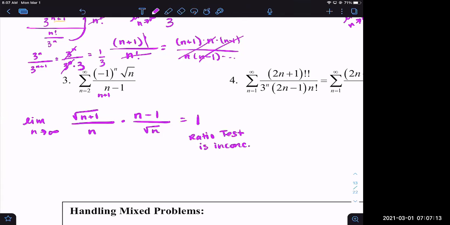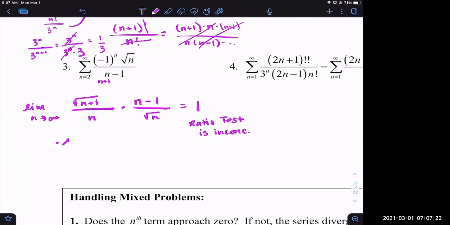So we have to think, okay, well, we have other tests. Alternating series. If it's alternating, I would try alternating series test first anyway. So alternating series test, this is an alternating series. There are 3 things that have to happen. What's the second thing?